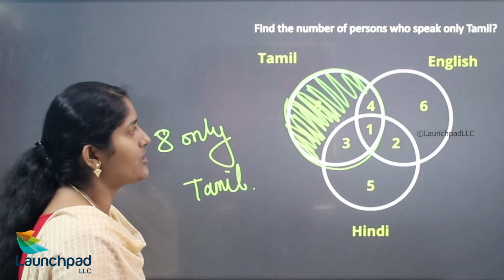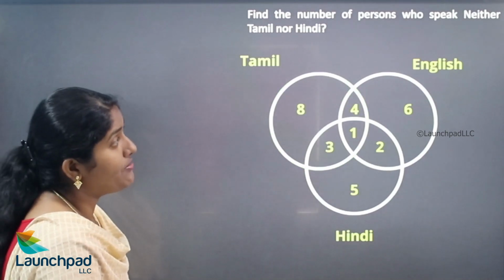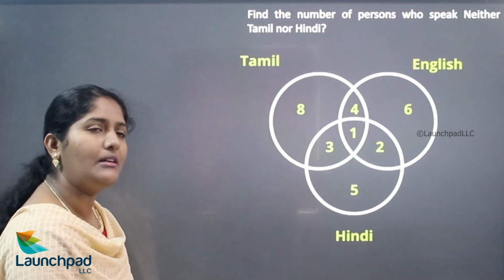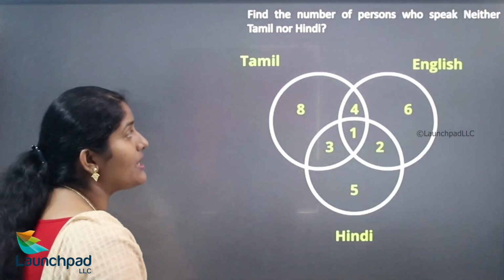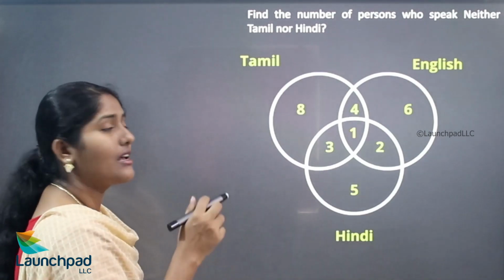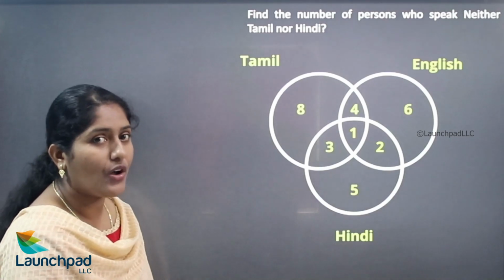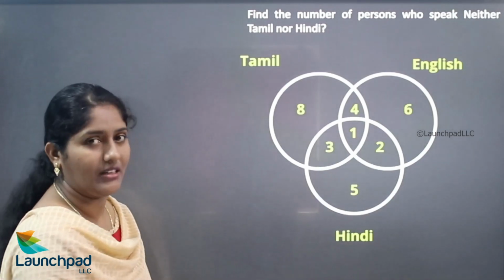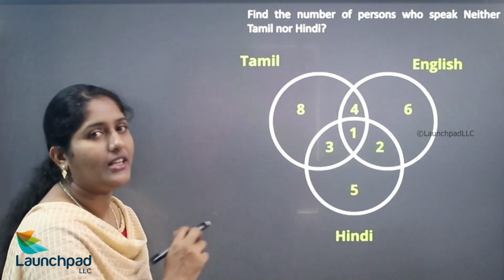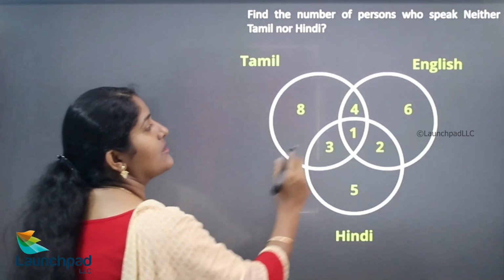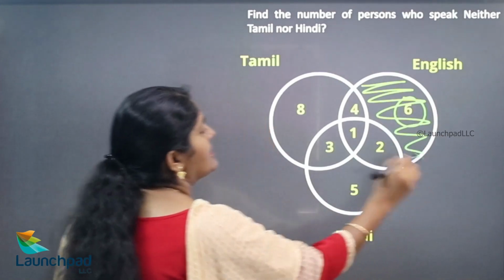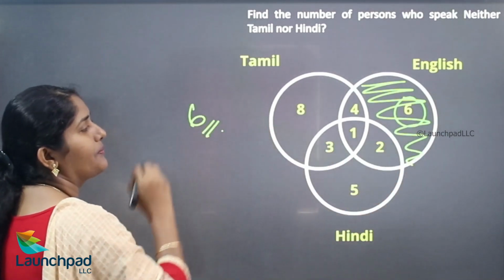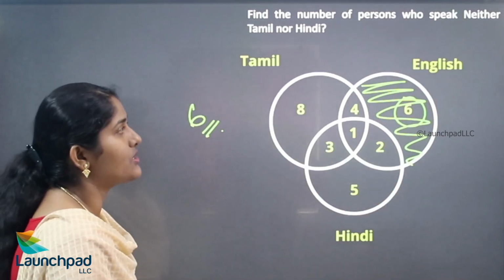Okay, we'll move on to your next question. Find the number of persons who speak neither Tamil nor Hindi. So that person should not speak Tamil as well as Hindi. So we have one option. What is that? Only English. The question is indirectly asking for only English. So only English is this area. So the answer is 6.